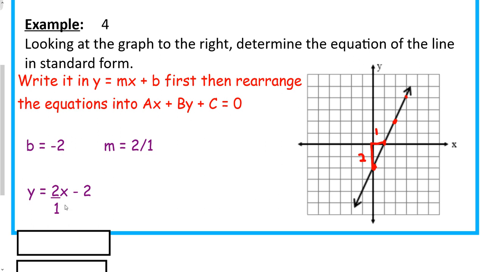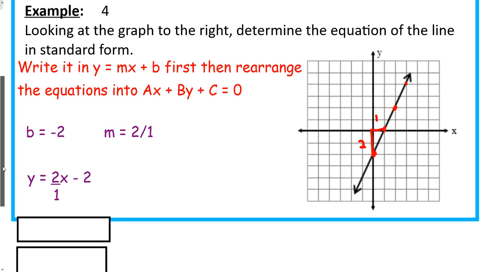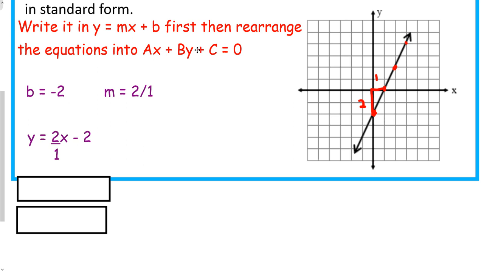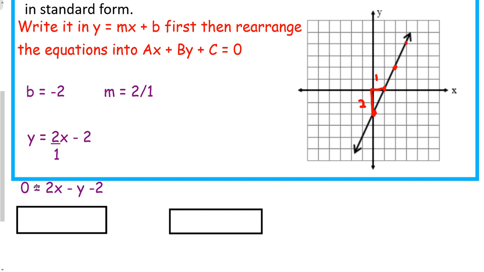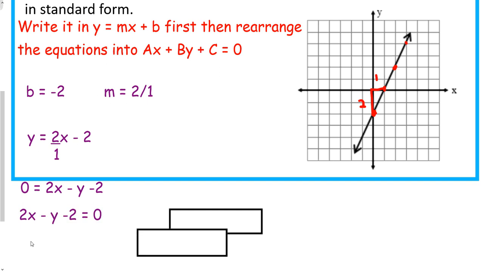Now you're going to take this equation and rearrange your terms so that it looks like ax plus by plus c equals 0. All I would do here is take that y and move it over to the right because we already have a positive 2x. Okay, and so now you've got your 0 on the left. Just take that 0 and the equal sign and move it over to the right-hand side.